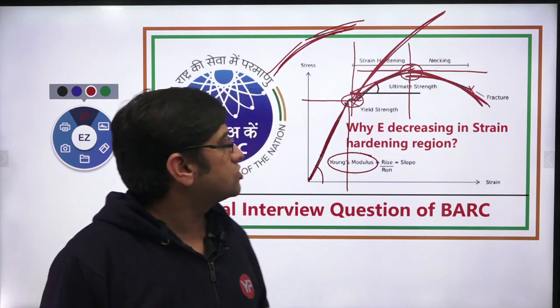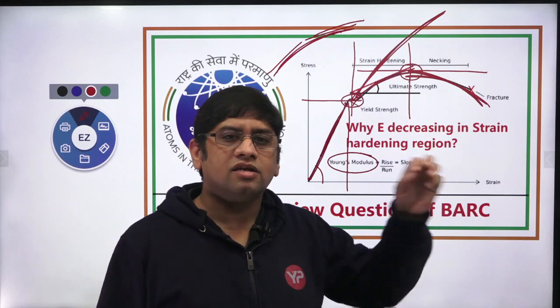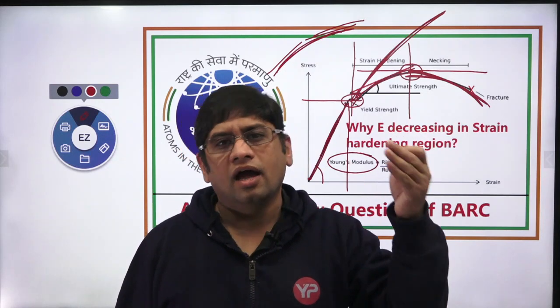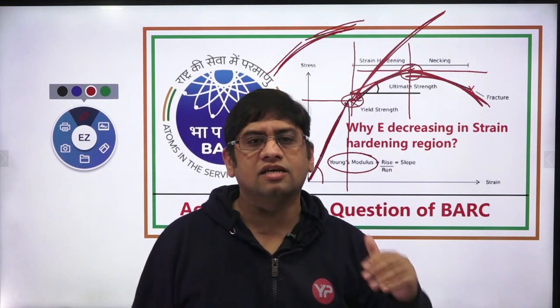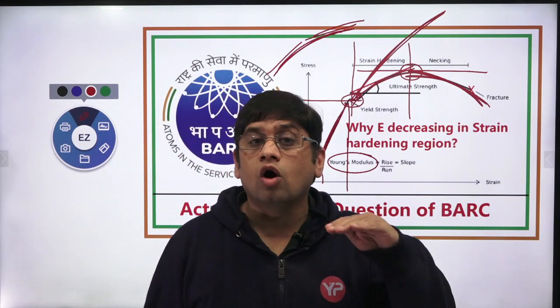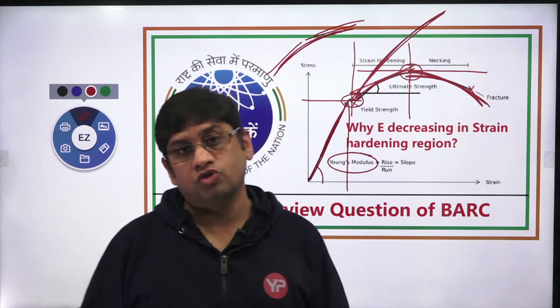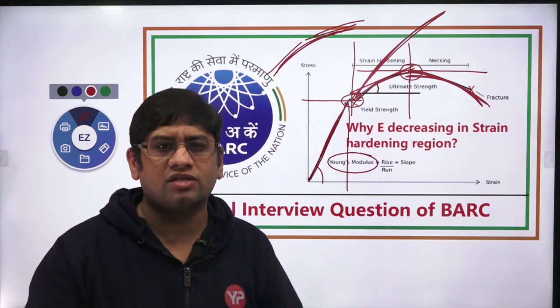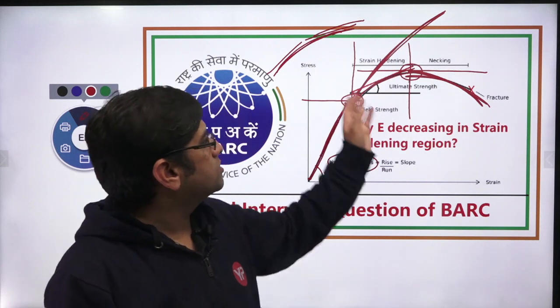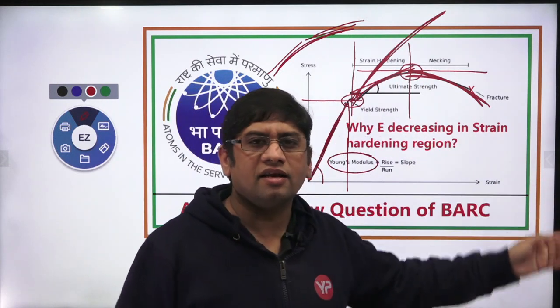So the BARC question was about the slope of the strain hardening region, and what is the meaning of the slope decreasing and becoming 0 at the top, the ultimate position. This was a really good question, and the moment you start giving an answer, they will dig further. They will keep on asking what is the meaning of the negative slope in the necking region, or something like that.